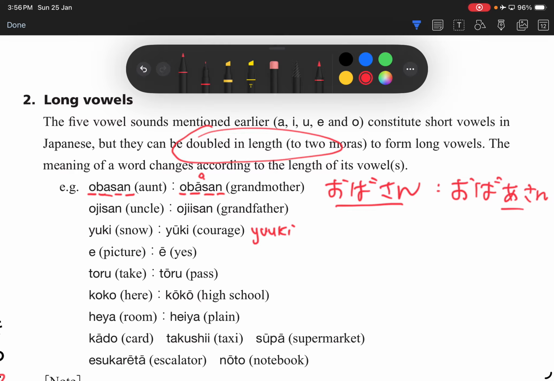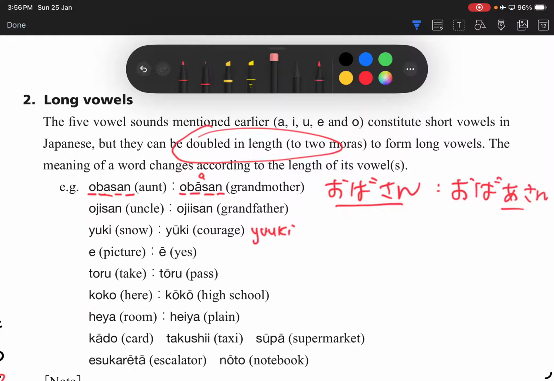Then for the next one, we have picture, which means e. Right? And then yes will be e. The second one, yes, is double E sound. So double E sound is e. So e versus e. Right? A versus A. Right?